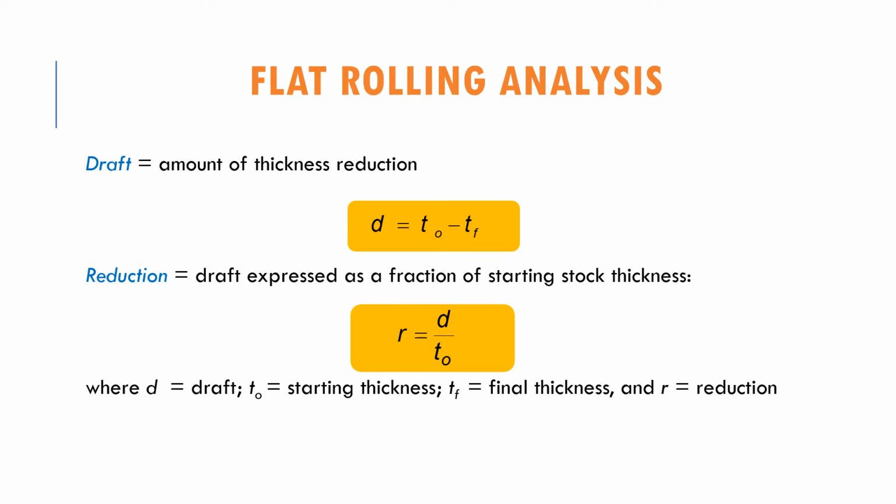Now let us look into some equations that we have to know in this rolling process. The first one is draft, which is the amount of thickness reduction. This is represented as D. So D for draft equals T naught minus TF, where T naught is the initial thickness and TF is the final thickness. That's how you will get the thickness reduction. And then reduction is the draft expressed as a fraction of the starting stock thickness, meaning that R equals D over T naught. If we put the equation here, it becomes T naught minus TF over T naught. Then you will get the reduction ratio.